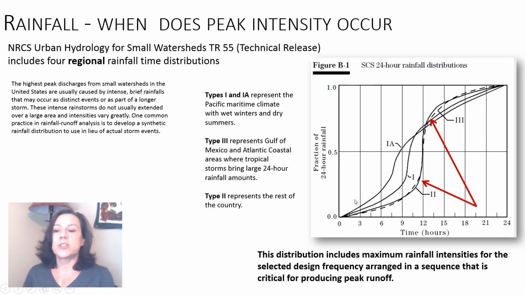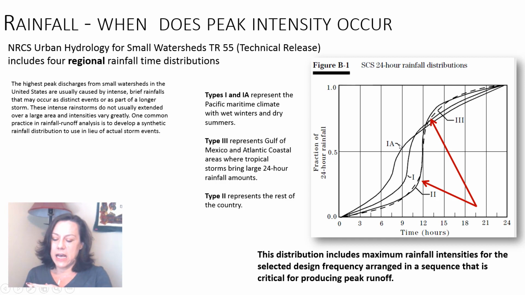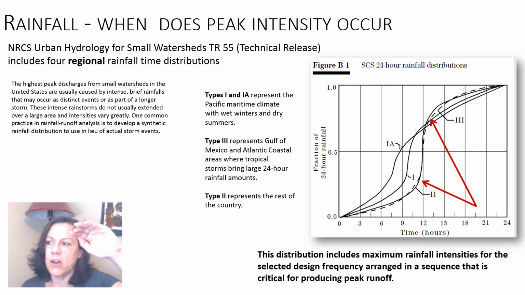So the distributions, in certain areas of the states, if you're looking at this graph here, will have a slow rainfall coming in, and then it starts to rain really hard, and then it starts to slow back off.